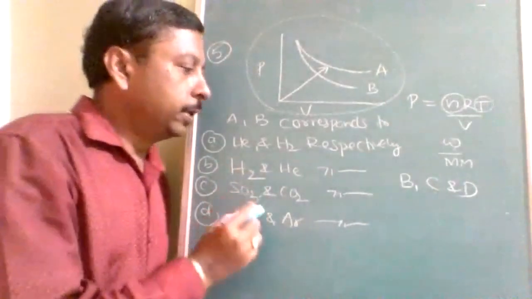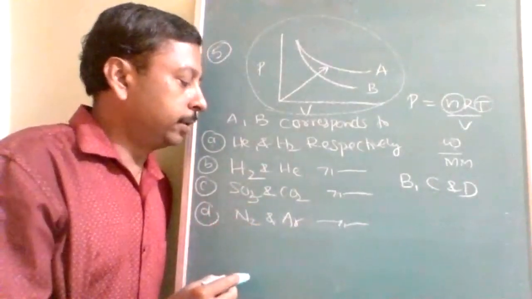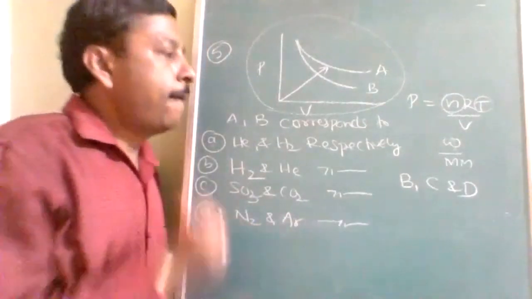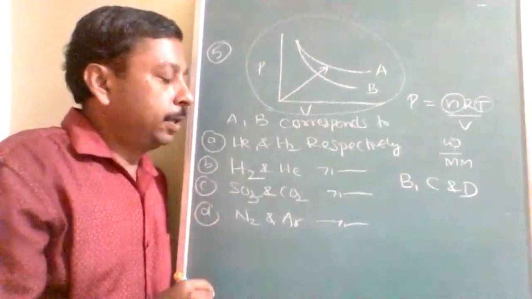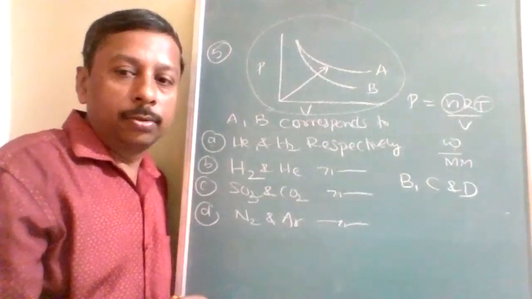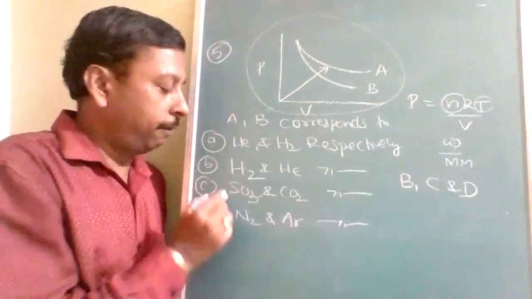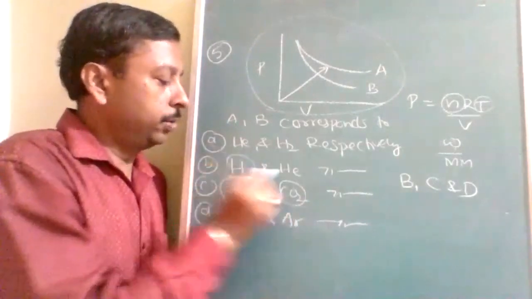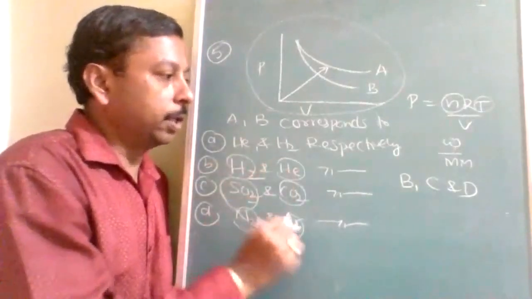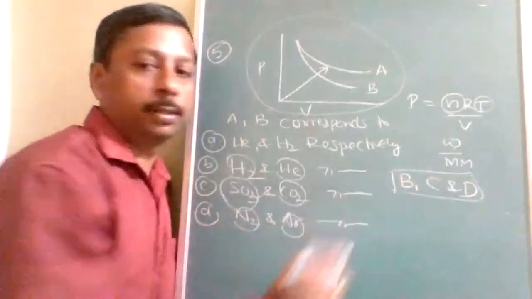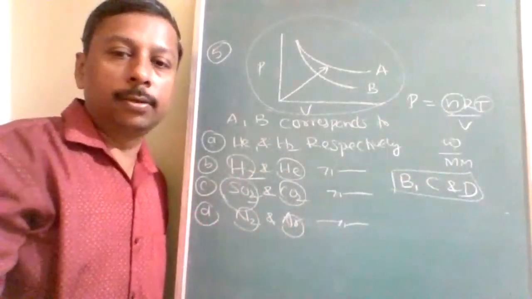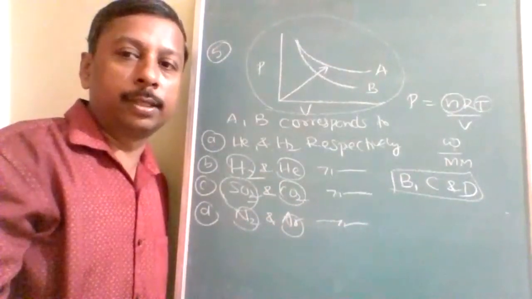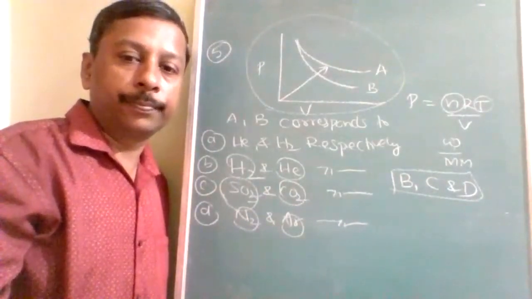Understood? And other than that, there will be some factors which decide the polarity also. Okay, polarity also, like sulfur trioxide and CO2. Okay, hydrogen, helium, nitrogen, argon. So what are the correct options? B, C, D. B, C, and D are the correct options according to this strategy.